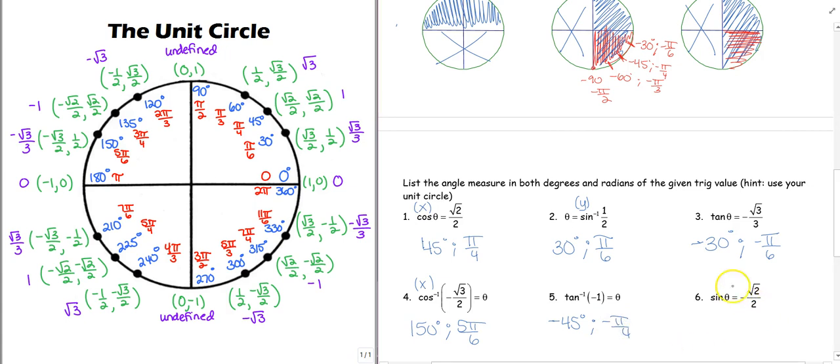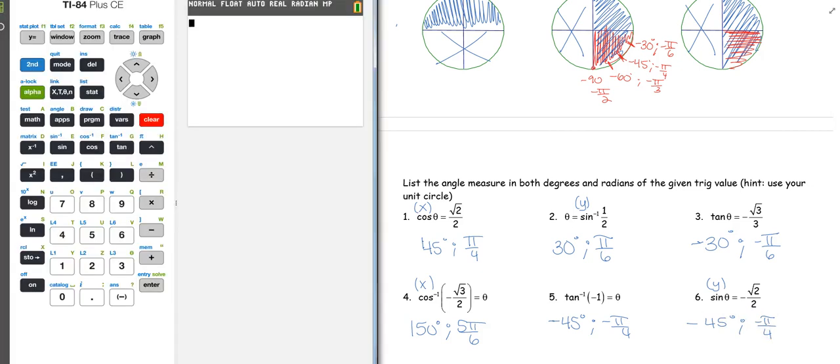Our last one for this section, sine, that's our y value. Which angle gives us a y value of negative root 2 over 2? So we're talking about our movement down. Going down root 2 over 2, I'm at 315. Down root 2 over 2, I'm at 225. According to my sine restrictions, I pick the angle that's in quadrant 1 or 4, which means I'm at 315 degrees. Again, we're not going to write 315, we're going to write -45 and negative pi over 4.